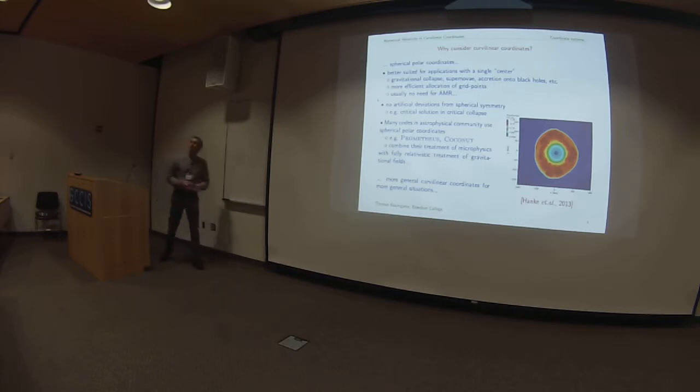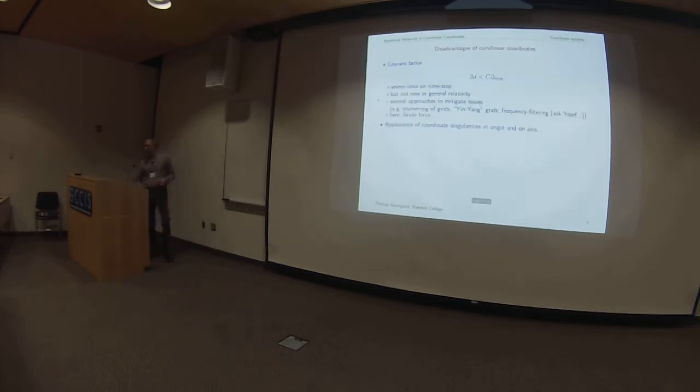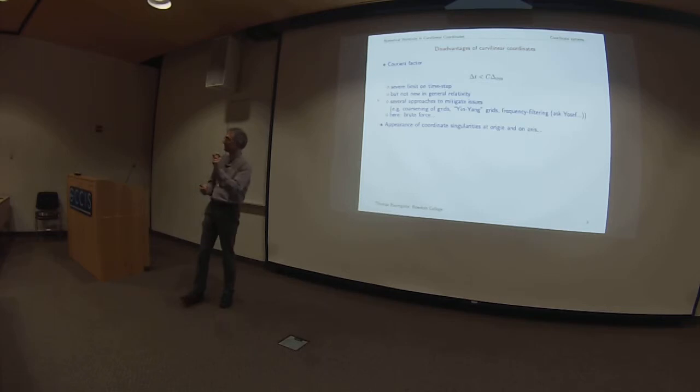Now there are other situations when more general curvilinear coordinates might be appropriate, like for example cylindrical coordinates. For the binary problem, one might use some kind of bispherical coordinates. So there are lots of different possibilities. Now having said that, there are of course also real disadvantages. One disadvantage is the Courant factor. The Courant factor links the size of the time step to the size of the smallest physical scale in a grid cell. As coordinate lines converge towards the center in spherical polar coordinates, that length scale becomes smaller and smaller.